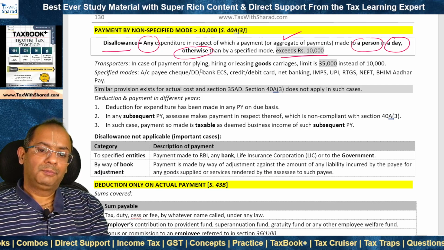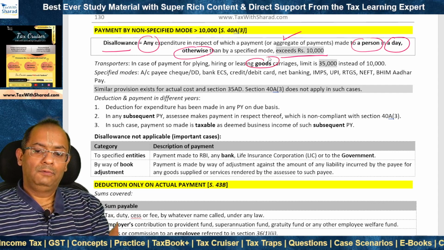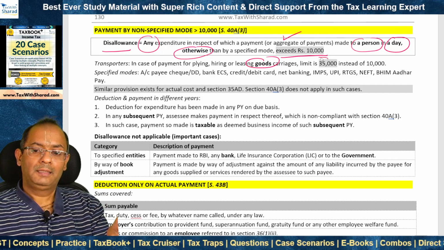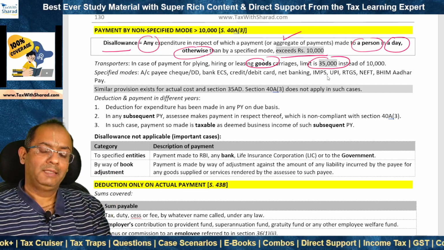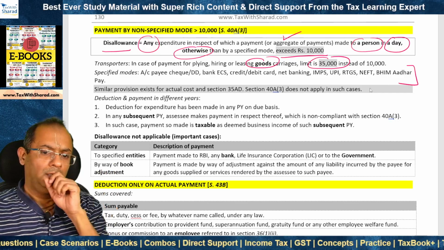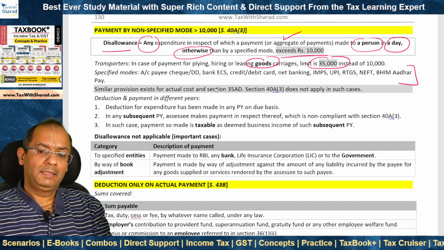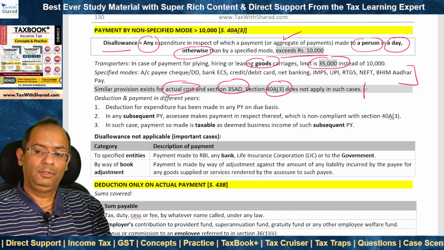In case of transporters, where say the payment is made for plying, hiring or leasing of goods carriages, this 10,000 limit is raised to rupees 35,000. The specified modes are the same as that we have discussed earlier in the context of actual cost. So since similar provision exists for actual cost and 35AD, section 40A(3) provisions do not apply in those cases.